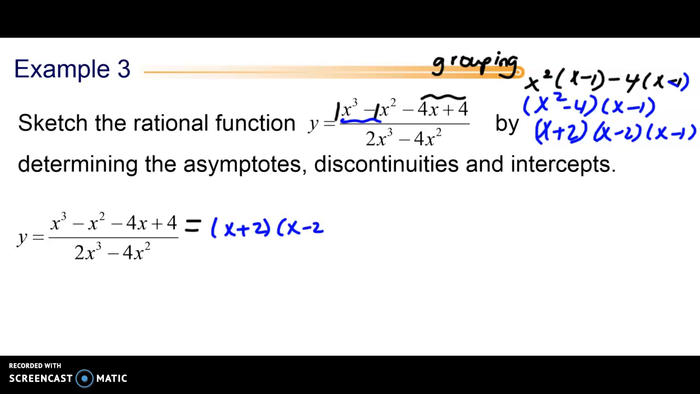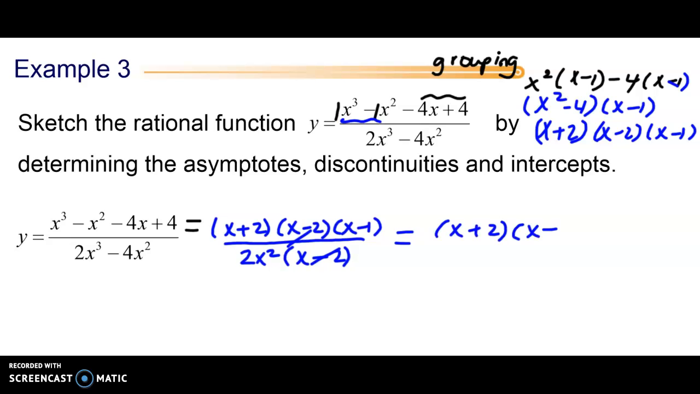and then we're going to factor the denominator. This also has a GCF of 2x squared, so then you're left with x subtract 2. We notice that the factors of x minus 2 cancel, so you're left with x plus 2, x minus 1 over 2x squared. If you were to expand this, you'd get x squared plus x subtract 2 over 2x squared.